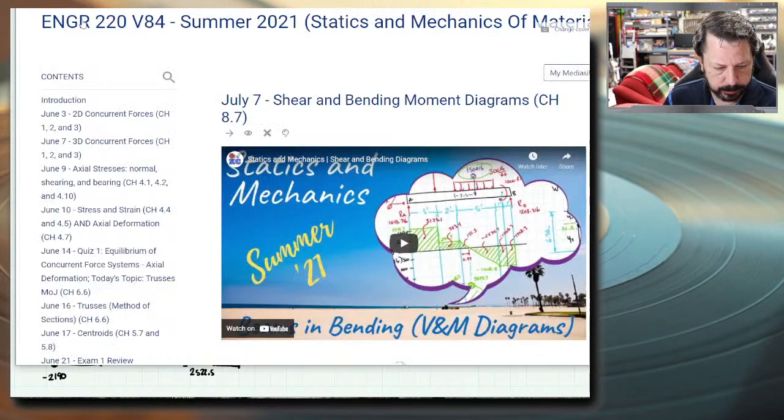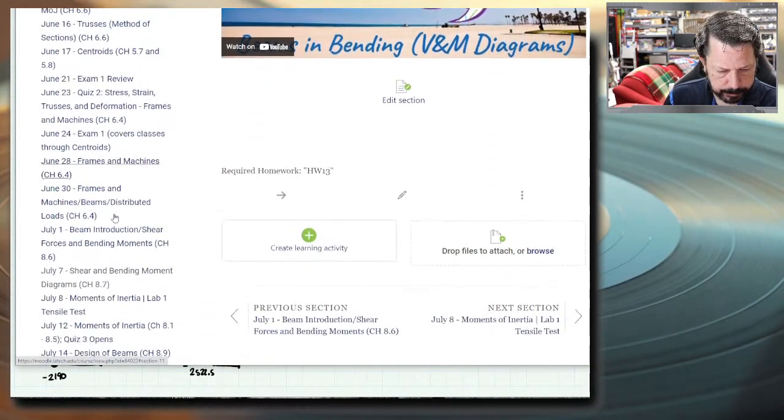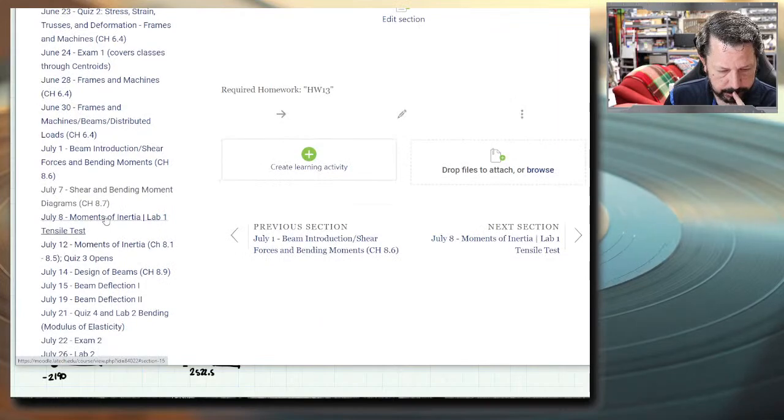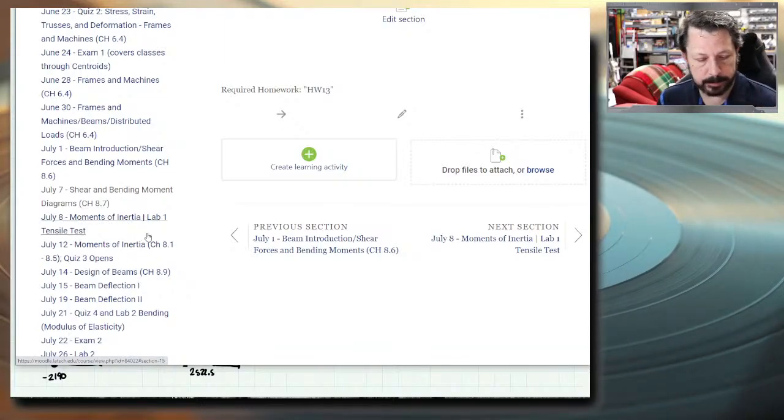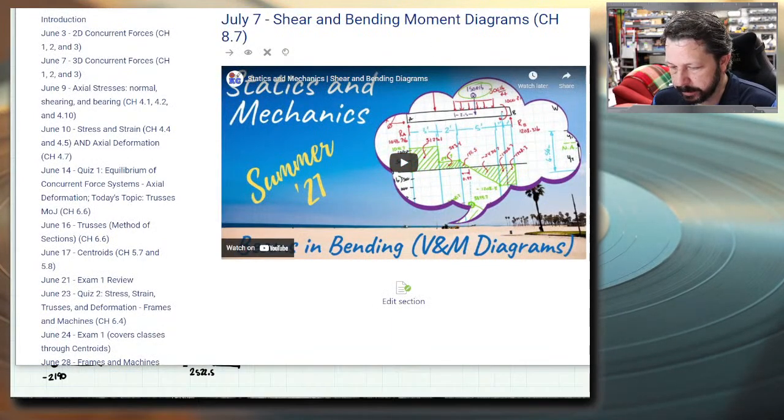Let's see what else we have for tomorrow. Tomorrow's the 8th. Moments of inertia, lab 1. We may move those a little bit, and do shear and bending examples on the 8th and move, well, there's already moments of inertia on the 12th, so we might just move that a little bit. All right, we'll worry about that later.